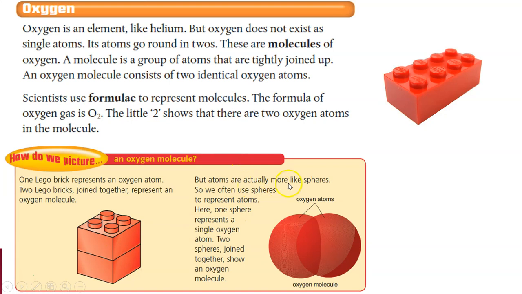But atoms are actually more like spheres. So we often use spheres to represent atoms. Here one sphere represents a single oxygen atom. Two spheres joined together show an oxygen molecule.